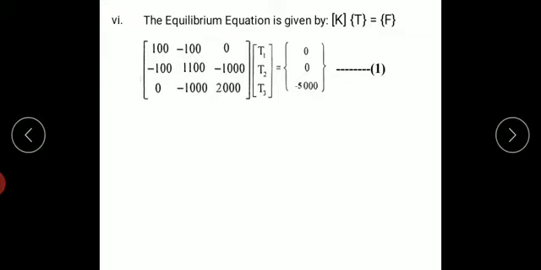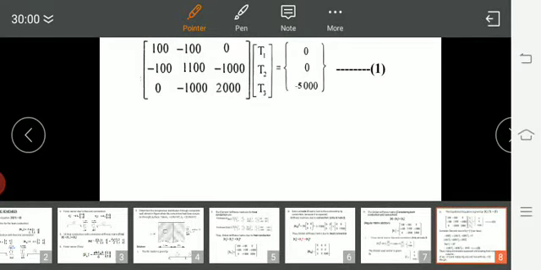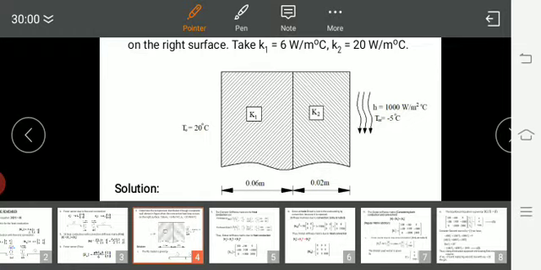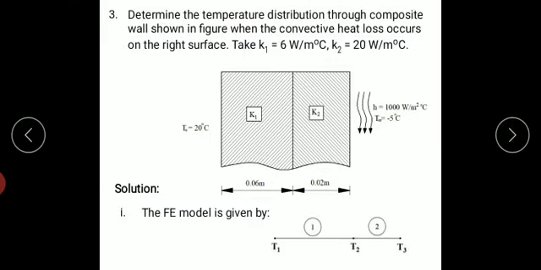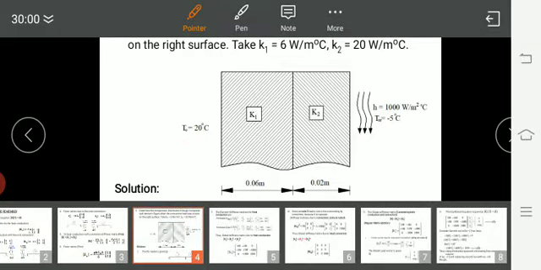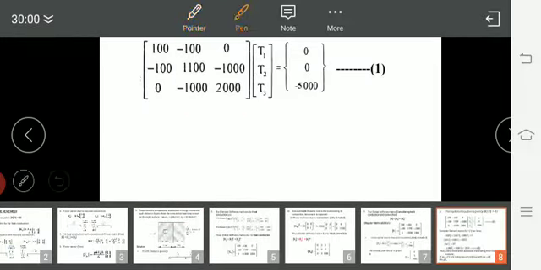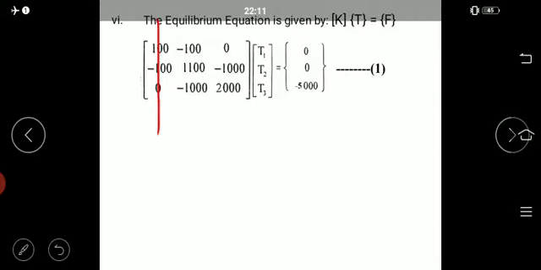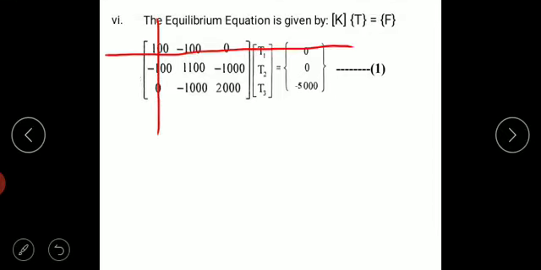So now the equilibrium equation is given by K t is equal to F, where K is the global stiffness matrix of the system, F is the global force vector for the system. So now I got the equilibrium equation. Now I can use the elimination approach to get the solution. But from the given data, it is understood that at node 1, I have a constant temperature T0 equal to 20 degrees Celsius. Means what? I need to eliminate first column and first row of the equilibrium equation.